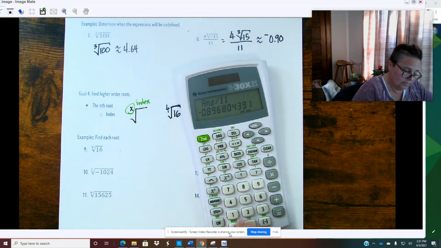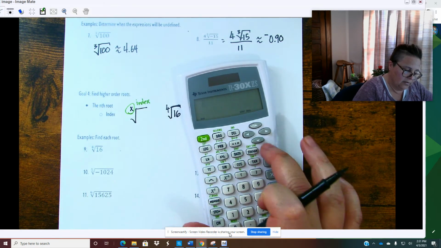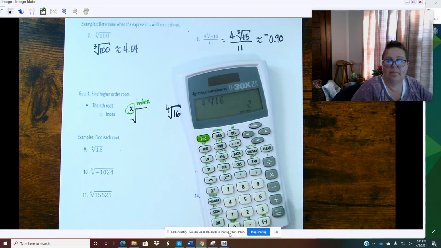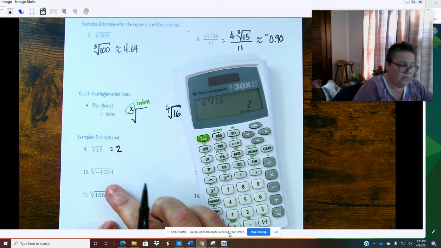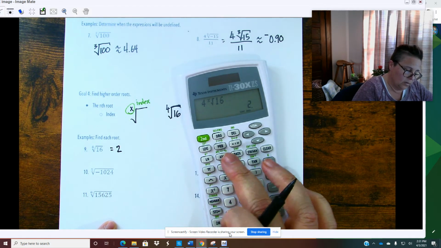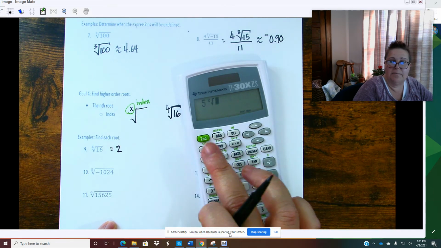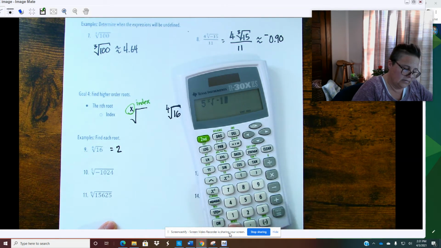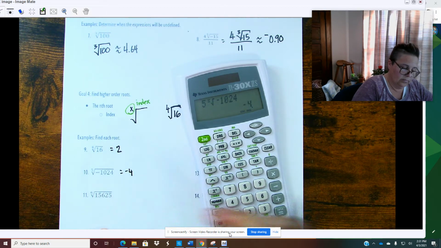So 4th root, second, I got to hit the 4 first. 4, second, 16. And I get 2. 5th root of a negative 1024. So I'm going to hit 5. So now that's going to make it a 5th root. It's going to put that 5 where that x is, negative 1024. And I get negative 4.